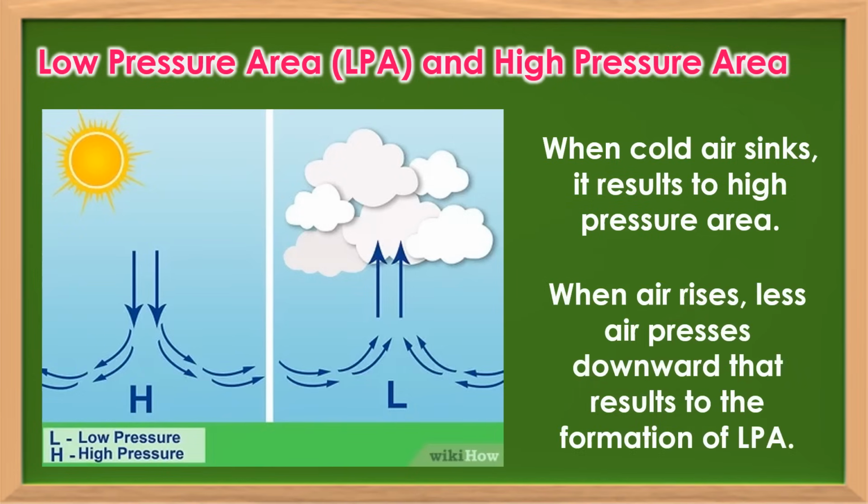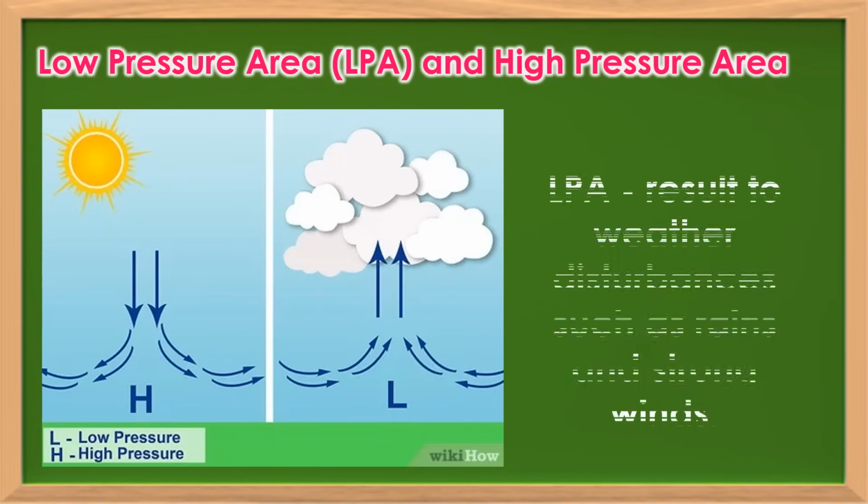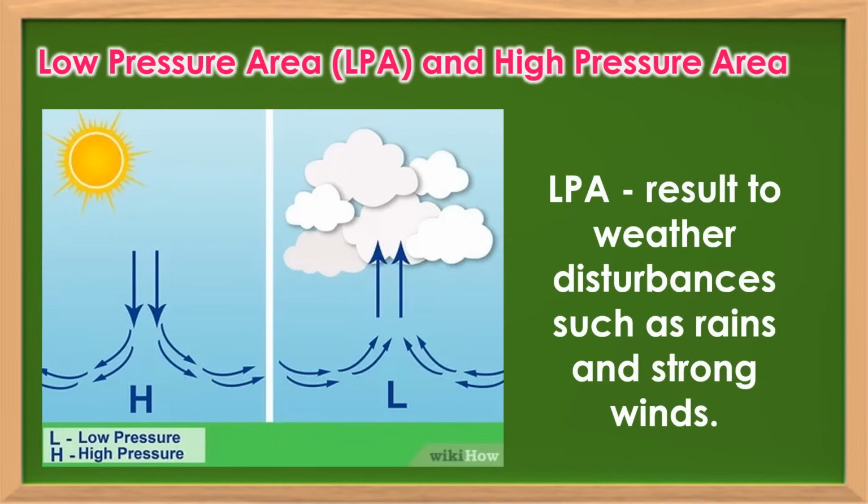But when air rises, less air presses downward, resulting to the formation of low pressure area. An LPA can result to weather disturbances such as rains and strong winds.